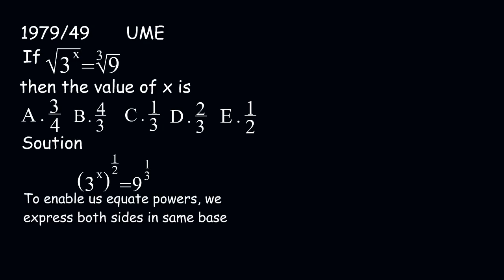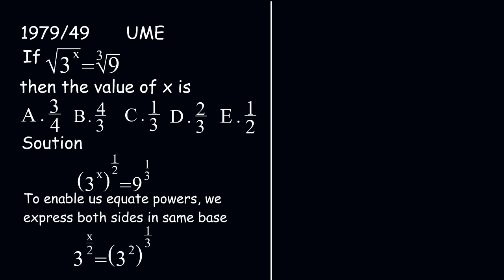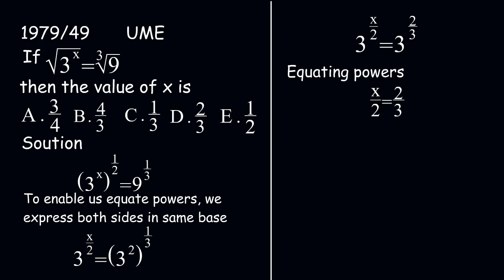To enable us to equate powers, we express both sides in the same base. That is, our equation becomes 3 raised to the power of s over 2 equals to 3 square in bracket raised to the power of 1 over 3. And it further breaks down to 3 raised to the power of s over 2 will be equals to 3 raised to the power of 2 over 3. Equating powers, we have s over 2 will be equals to 2 over 3. And after cross multiplying, s will be equals to 4 over 3. That is B. We have another example from 1995.